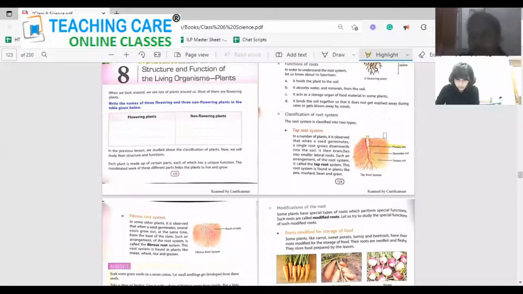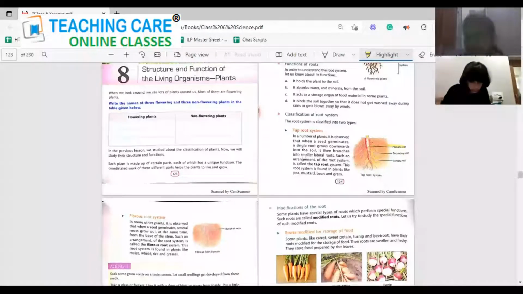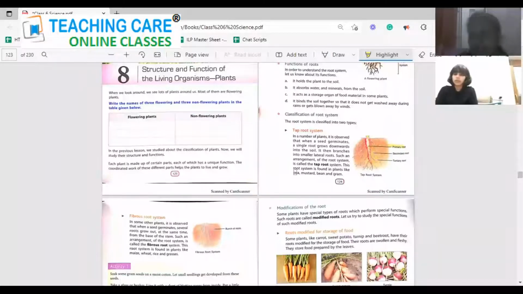So this is how the taproot system looks. In a number of plants, it is observed that the seed germinates into a single root that grows downwards into the soil and gives rise to many lateral branches. This is called the taproot system. So it's very simple, right? Yes, ma'am. Some examples are given: pea plant, mustard, bean, and gram. All these have the taproot system.